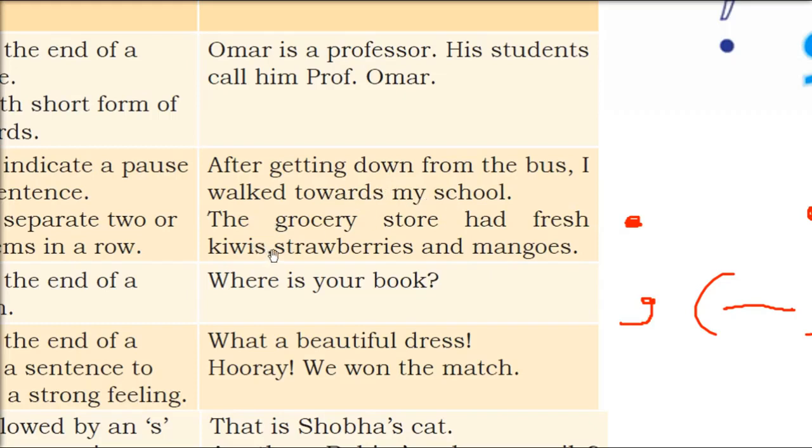The second one is, there are certain items. The grocery store had fresh kiwis, strawberries and mangoes. There are three items. If one more is there, you will put two commas. So this is how the meaning becomes more clear here.